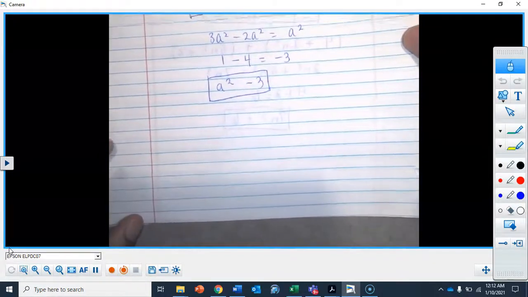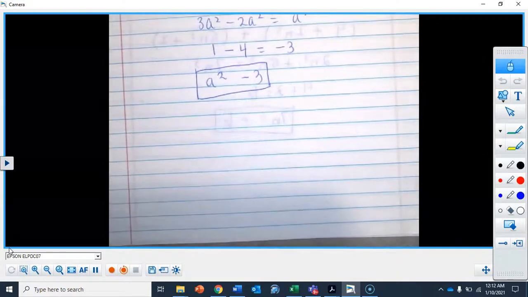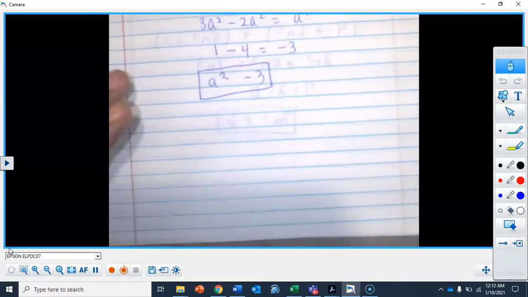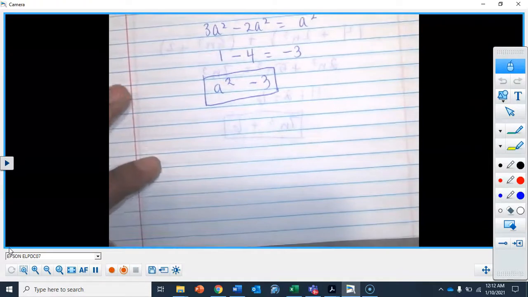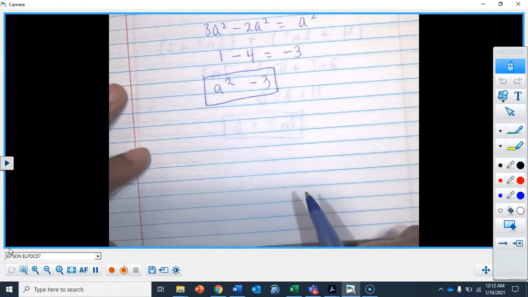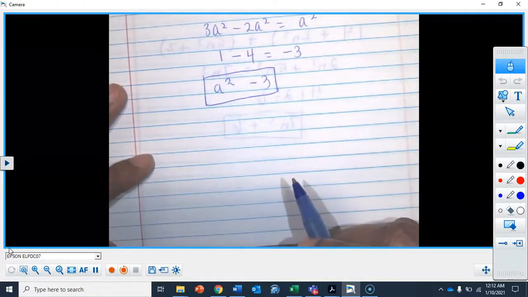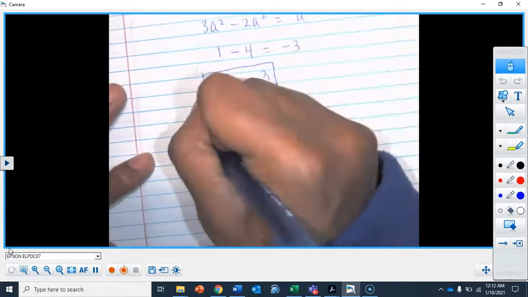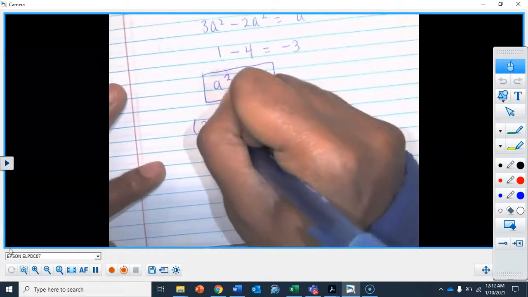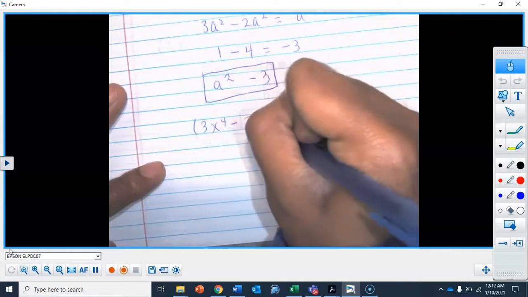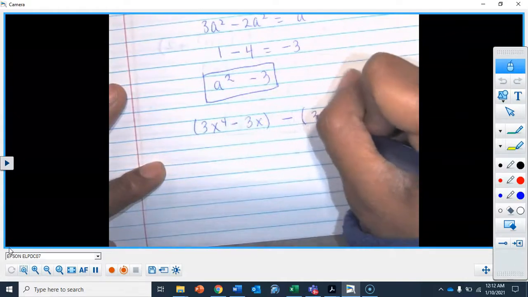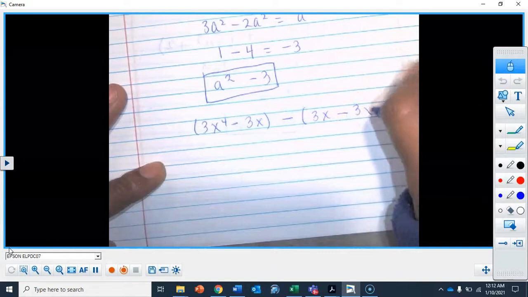Okay, and I am going to get a lot trickier. These are just the base level, with just binomials. We are going to see trinomials and all that good stuff. So let me do one more binomial. So what happens if I have something like 3x to the fourth minus 3x minus 3x minus 3x to the fourth?